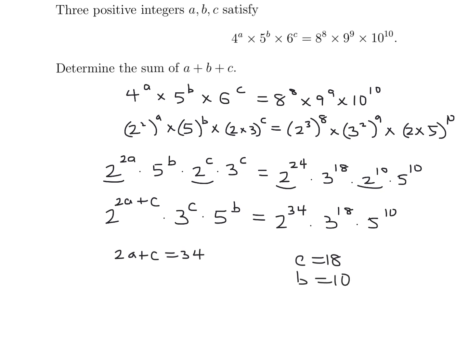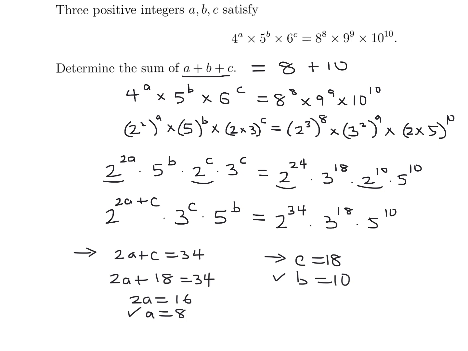Now we just need the value of a, so we can use this equation to do that. 2a plus c, but c is 18. So put that in there. So that means 2a is 16, and therefore a is 8. There we go. We got a, b, and c. Now they want a plus b plus c. That's going to be 8 plus 10 plus 18, and that is 36.